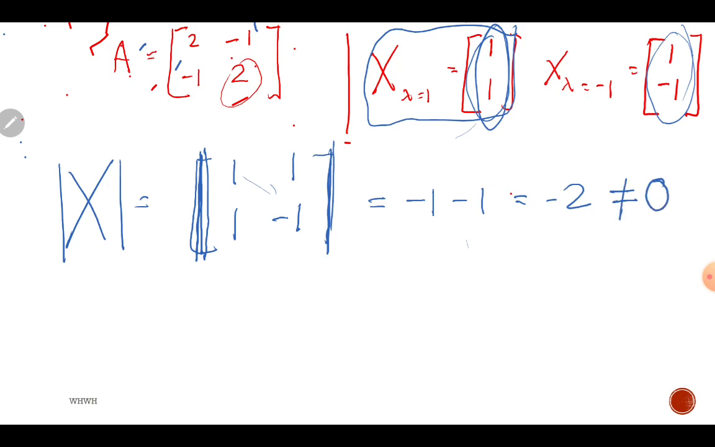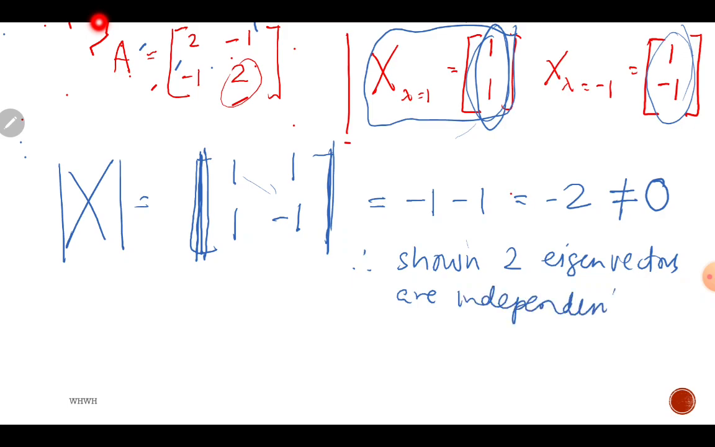So, if it is not equals to 0, maknanya shown the two eigenvectors are independent. You have to write this, okay? You have to write this to show that you cannot like show that the two eigenvectors are equals to 0. Then you just say does not equals to 0.